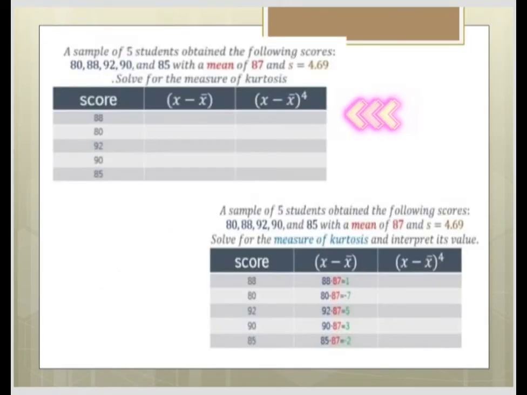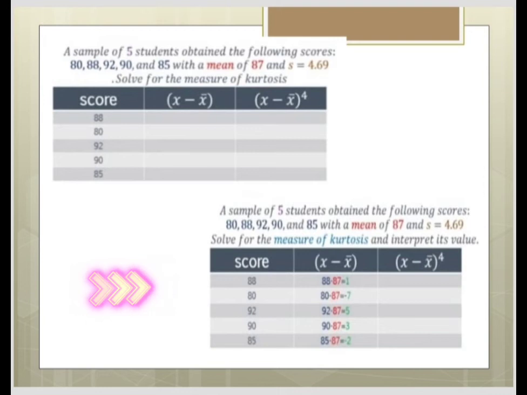So, let's have an example. A sample of 5 students obtained the following scores: 80, 88, 92, 90, and 85, with a mean of 87. The standard deviation is 4.69. Solve for the measure of kurtosis. Let's start with the table first. We need the difference between the sample data and the mean. The mean is already given.